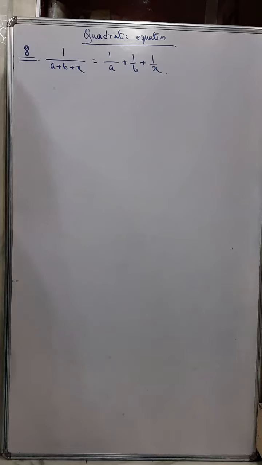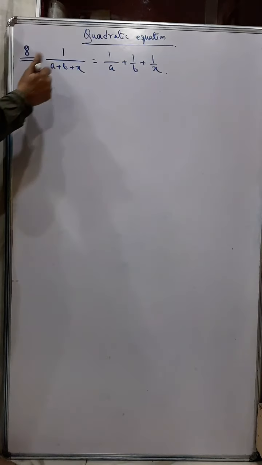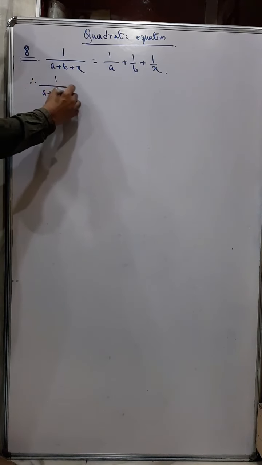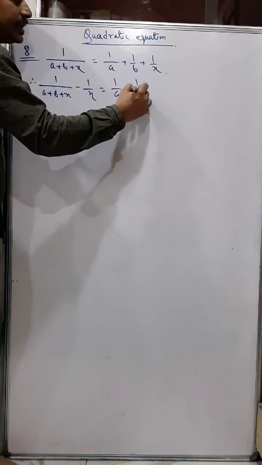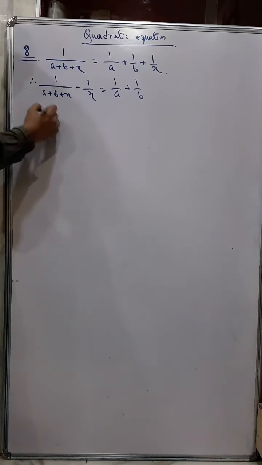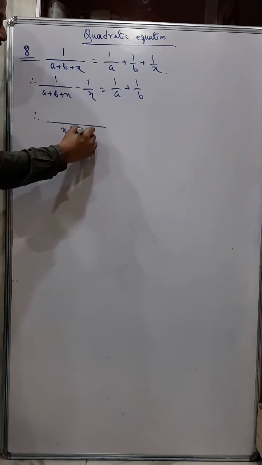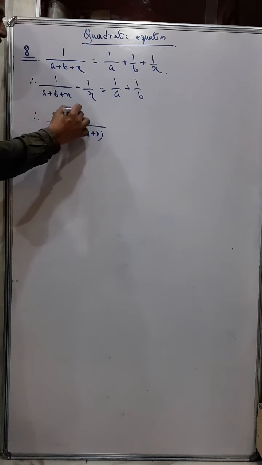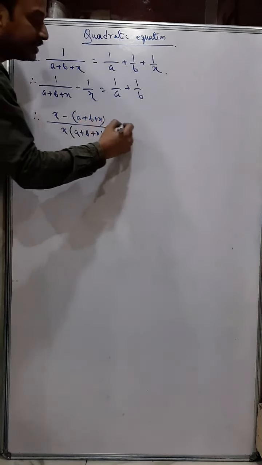Okay, now I have another important sum. In this sum what we will do, we will bring this x on one side, x and x on one side. So 1 by a plus b plus x minus 1 by x equals to 1 by a plus 1 by b. Now we can take LCM here. So LCM, what you got? X and a plus b plus x is the LCM. So x and then minus bracket a plus b plus x. So this is what we get here.